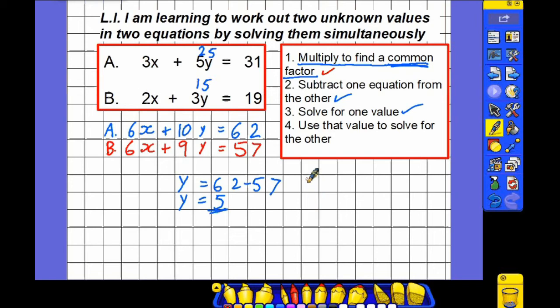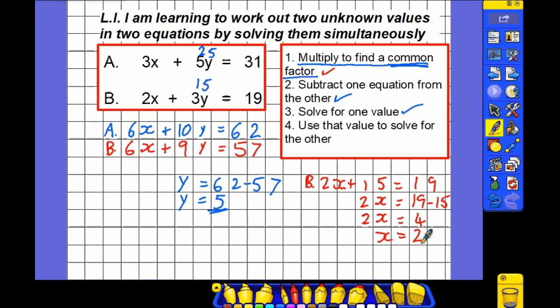So, we have equation B, and that's 2x plus, well, 3y is 15, and that is equal to 19. So 2x plus 15 equals 19. Well, balancing this equation, we have 2x on this side, and that's going to be 19 take away 15. So 2x has to be equal to 4. Therefore, x is going to be 4 divided by 2. x is going to be 2.